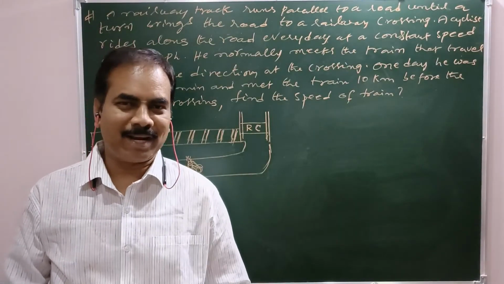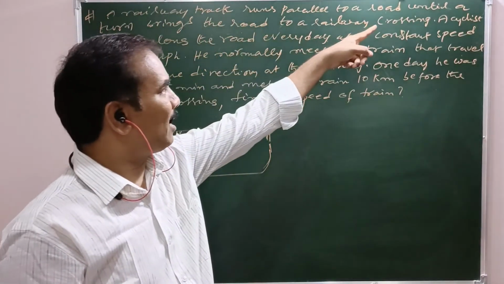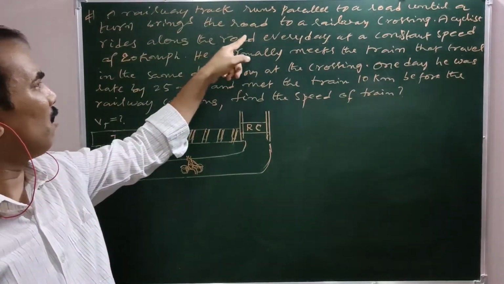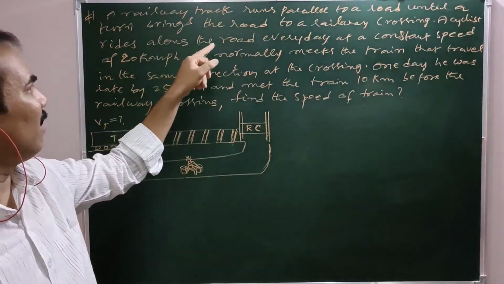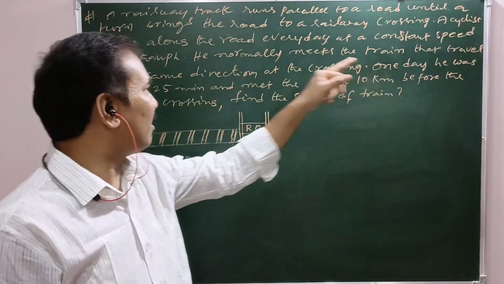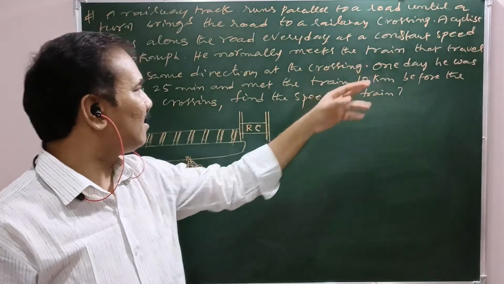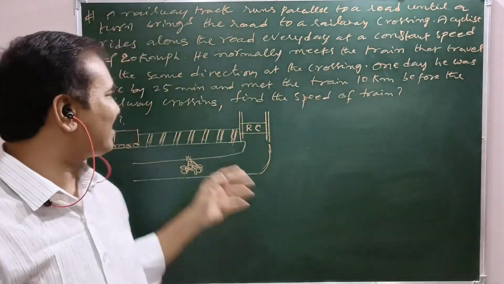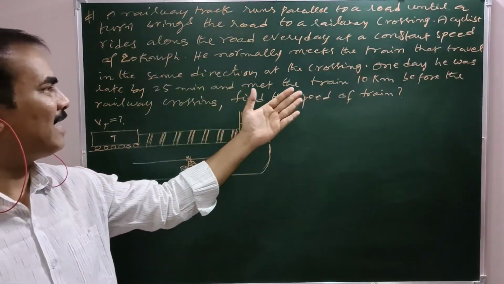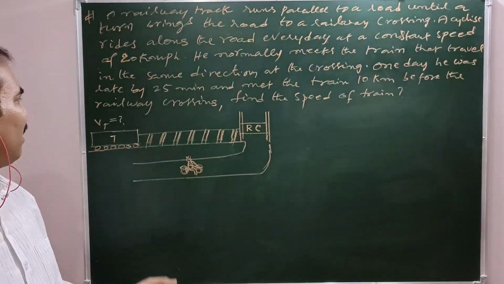Finally, one more numerical. A railway track runs parallel to a road until a turn brings the road to a railway crossing. A cyclist rides along the road every day at a constant speed of 20 km/h. He normally meets the train that travels in the same direction at the crossing. One day he was late by 25 minutes and met the train 10 kilometers before the railway crossing. Find the speed of the train.